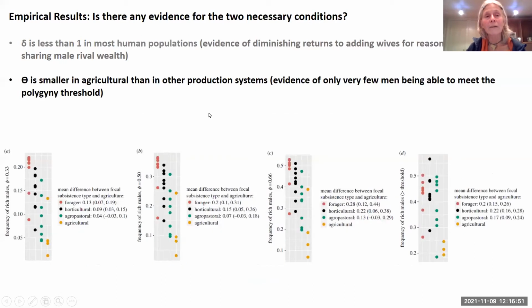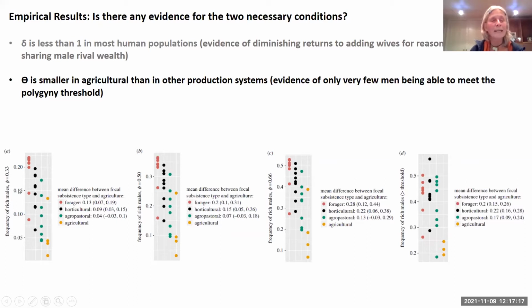Secondly, the second empirical thing we look at is whether theta, so that's this fraction of wealthy people, really is smaller in agricultural than in other production systems. So this is evidence that with a low theta, it means that there are only very few men who are able basically to cross the polygyny threshold.